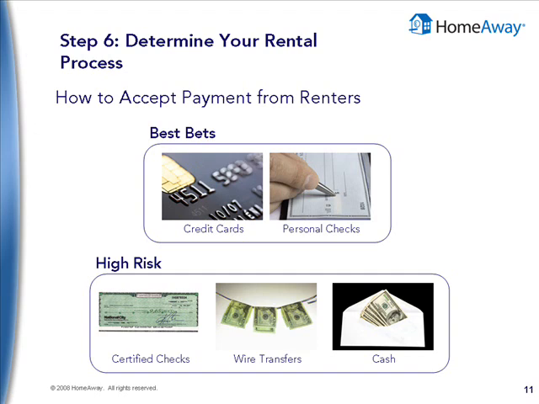Some people do still like to take personal checks to avoid those credit card fees, but just make sure you cash the check immediately and give it ample time to clear before the renter has access to your property.